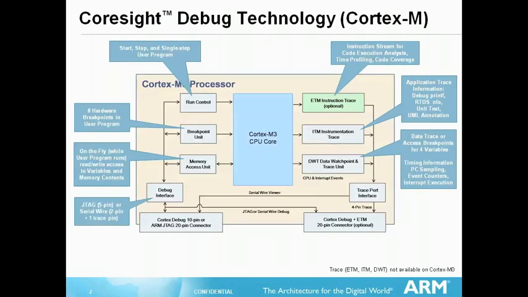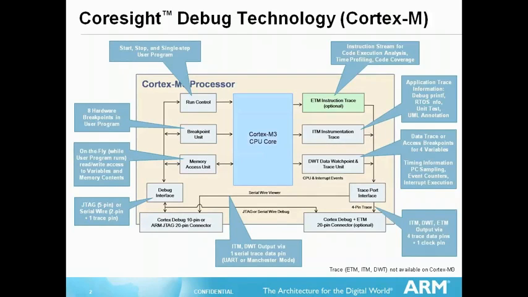The debug interface is accessed via 5-pin JTAG or the new 2-pin serial wire debug connector. ITM and DWT data is available via the single-pin serial wire viewer channel. Instruction trace from the ETM is collected via a dedicated 4-pin trace port interface. The trace port offers much higher bandwidth and is also used to transmit ITM and DWT data.